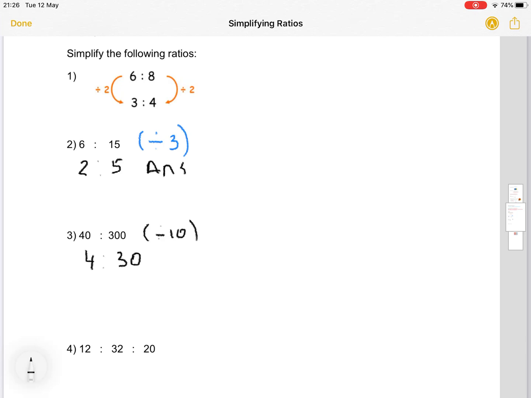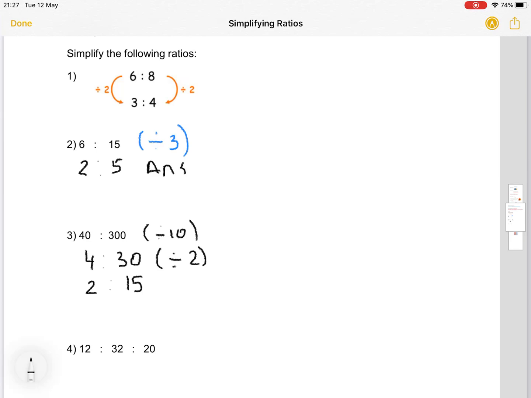As you can see, now I look at the answer, 4:30, but I realize that both are even numbers. So I can divide them by 2. Division by 2: 4 divided by 2 is 2, and 30 divided by 2 is 15. My answer up till now is 2:15.